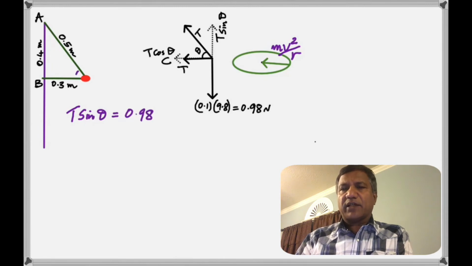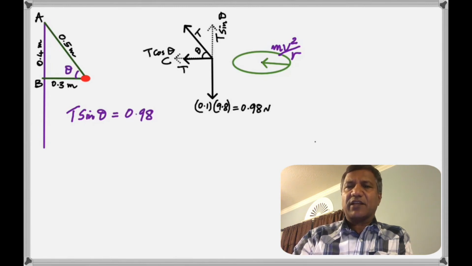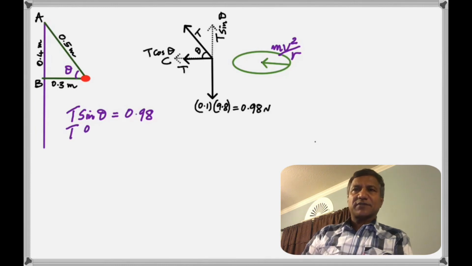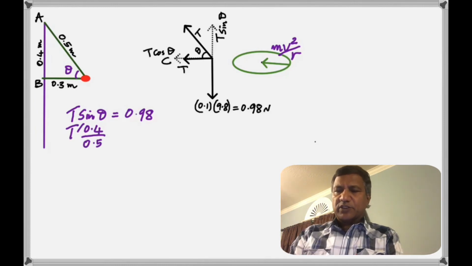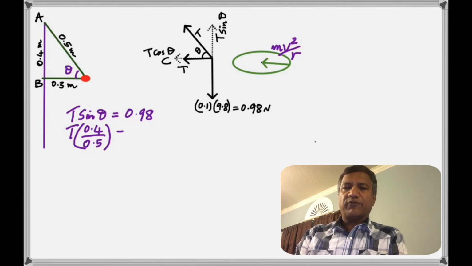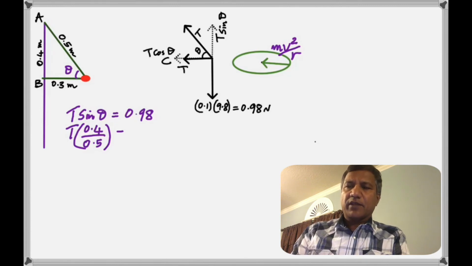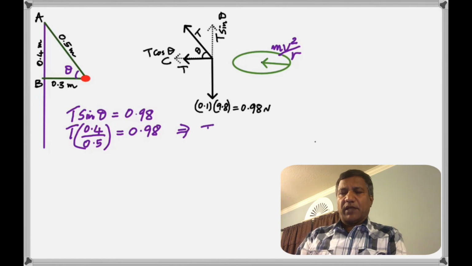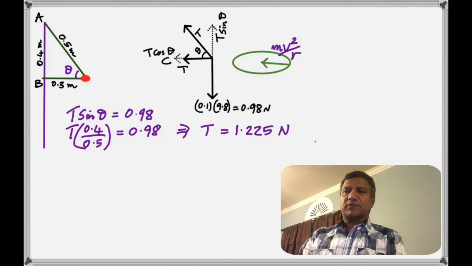Now from the diagram we can see that T sine theta should be equal to mg. So T sine theta is 0.98 newtons, from which we can find T, because sine theta is opposite side by hypotenuse, which is 0.4 by 0.5. We can do that math and find the tension to be 1.225 newtons.